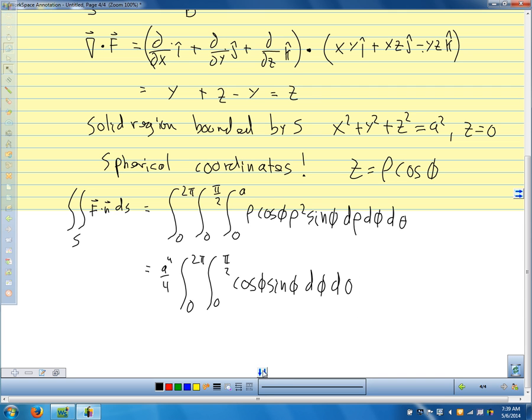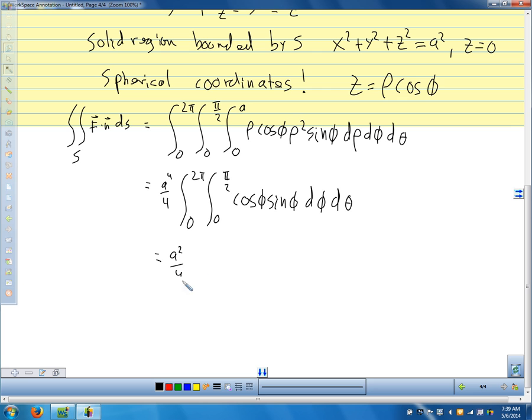Nice, easy phi integral. I'm going to say u is sine phi, du is cosine phi. So we have sine squared phi over 2. So this turns into a really nice integral. Theta from 0 to 2 pi, and we're evaluating sine squared phi over 2 from 0 to pi over 2. A to the fourth, and then this is d theta.